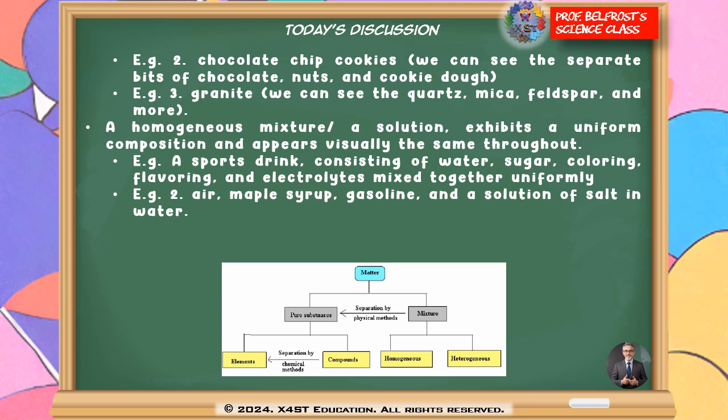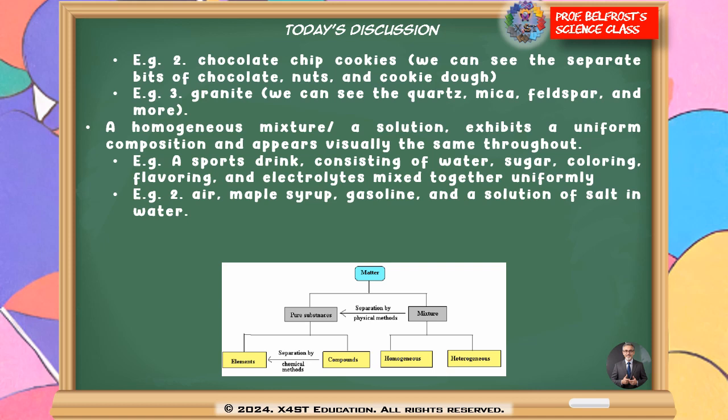The third example, granite. In granite, we can see quartz, mica, feldspar, and more kinds of minerals that combine together to create granite. It's still called granite, but one granite to the other may be different in the quantity of quartz, mica, feldspar, and other combinations of them. So that is for heterogeneous mixture.